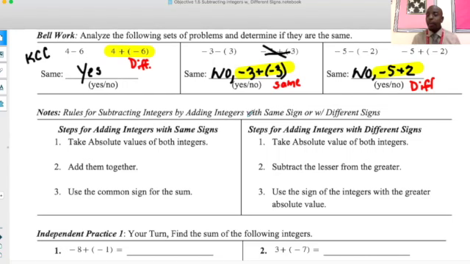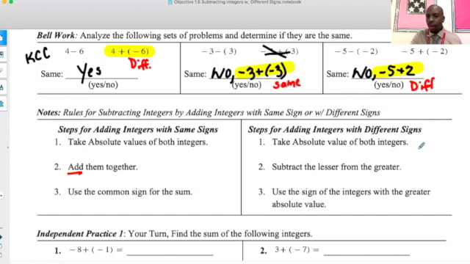Now that we know how to look for different and same signs, the rules are a little bit different. When it comes to absolute values, we do the absolute value of both numbers. That's in both, whether they're the same or different. If they're the same sign, we want to add them together. That's the key word here. If they're the same sign, we are going to add. Now, if they're different, you can see here, we are going to subtract.